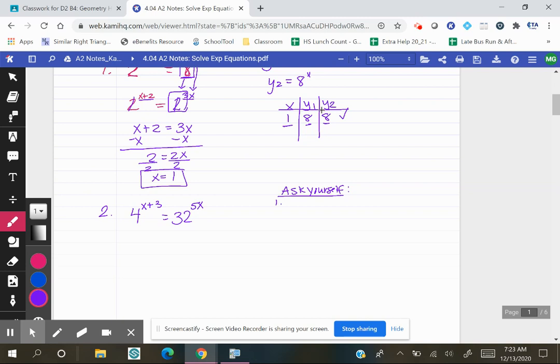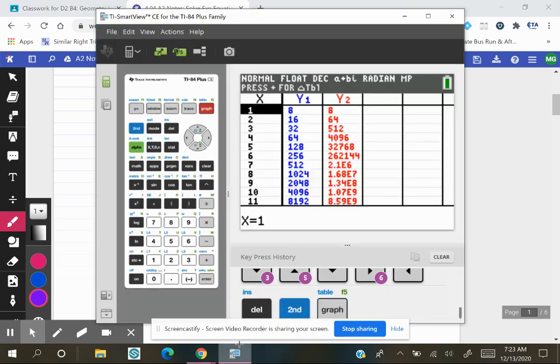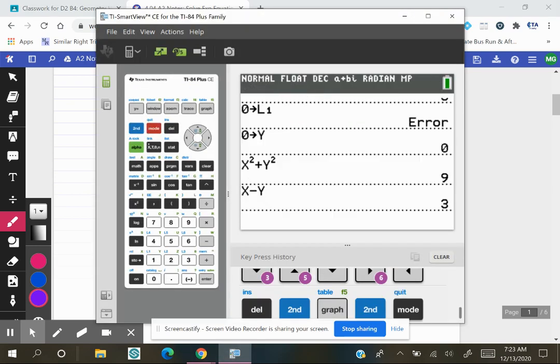Number 1, you want to look at the bigger base. So we'll say, can I rewrite 32 with a base of 4? Because if I can write it with a base of 4, then I can get them to have the same exponents.